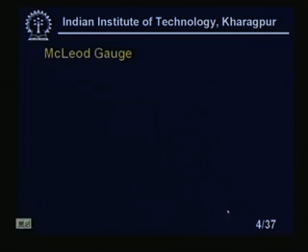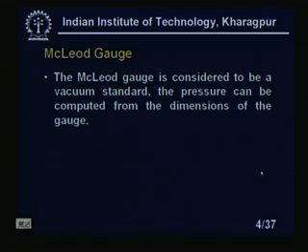Now, let us look at the Mcleod gauge. The Mcleod gauge is considered to be a vacuum standard. We will find that the pressure can be computed from the dimensions of the gauge. It is very important, it is independent of so many parameters. So, it can be used as a pressure standard.